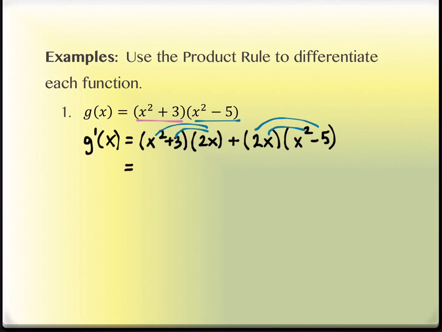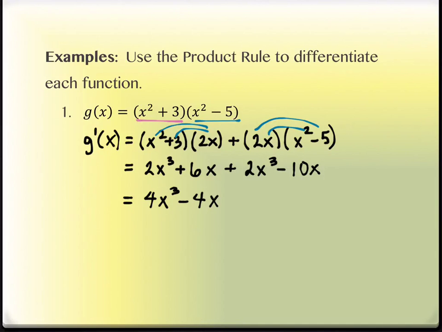So if I distribute the 2x through the first terms, what do I have? 2x cubed, actually, and then plus 6x, good. And if I distribute through the second set of parentheses, what do I have? Good, 2x cubed minus 10x. And if I combine like terms, I get 4x cubed minus 4x. Correct? It's all good. And then I would be done.